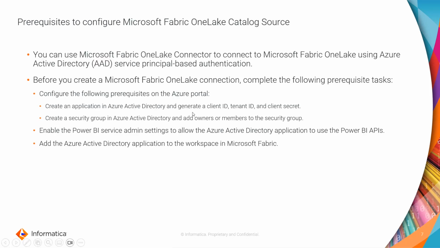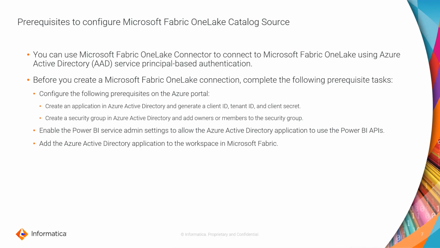Prerequisites to configure the Microsoft Fabric OneLake catalog source in CDGC. You can use Microsoft Fabric OneLake connector to connect to the Microsoft Fabric OneLake using Azure Active Directory Service Principal based authentication. Before you create your Microsoft Fabric OneLake connection, complete the following prerequisite tasks.